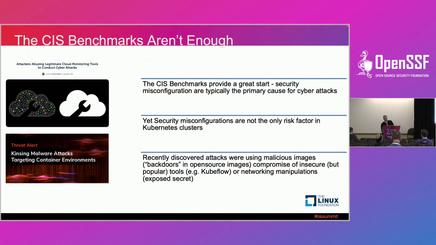But security misconfigurations are not the only risk factor in clusters, right? When you look at all the attacks which are published, most of them are coming from different vectors. A lot of them are coming from backdoors in open source images. I read a lot about new images which were discovered, and new backdoors which were added into them. A lot of them are coming from compromise of insecure but very popular tools.